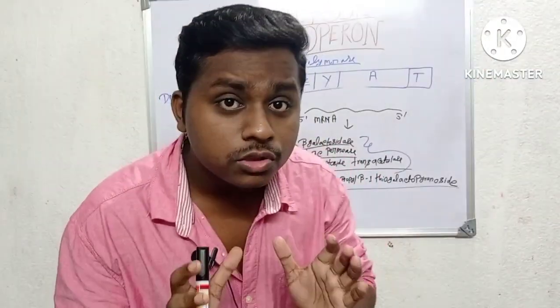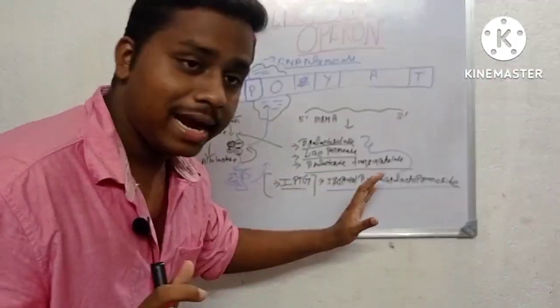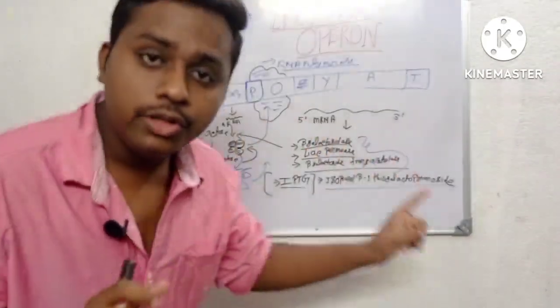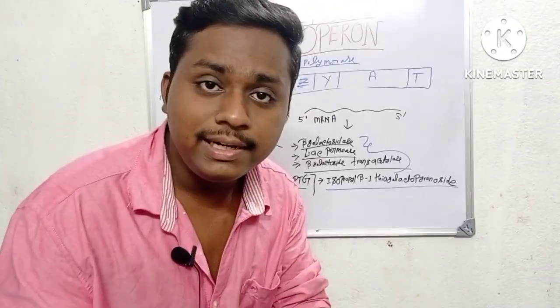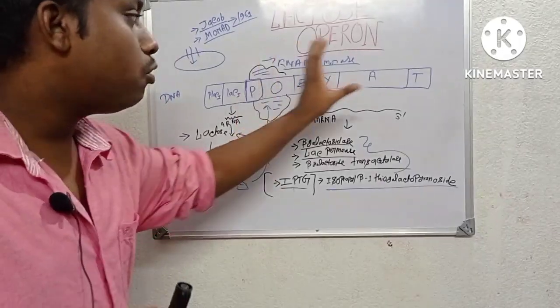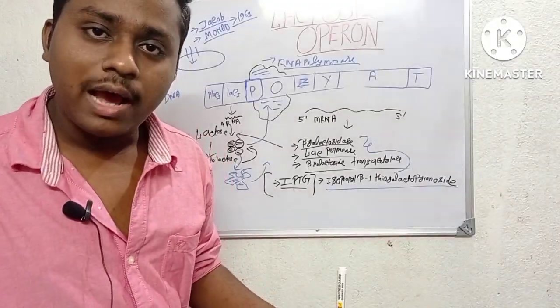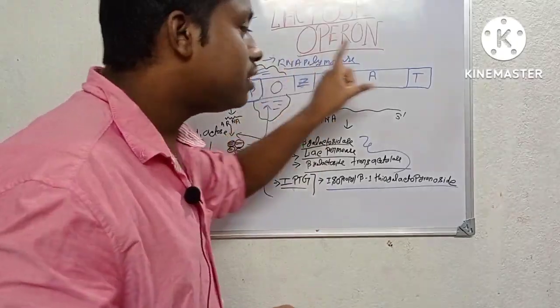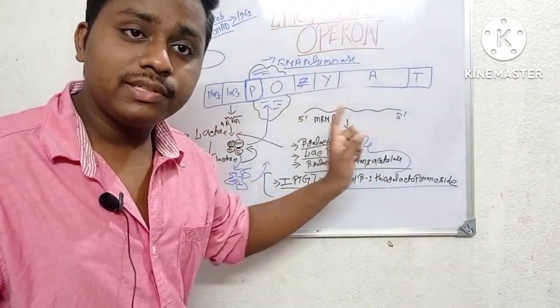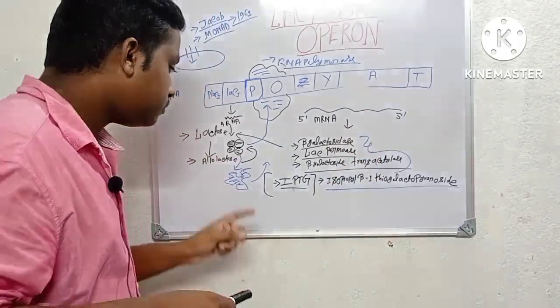The last portion of this section is that lactose is an inducer. Lactose is a natural inducer. Lactose is present, this operon system is on. Lactose is absent, this operon system is off. Lactose is present, glucose is present, this operon system is off.